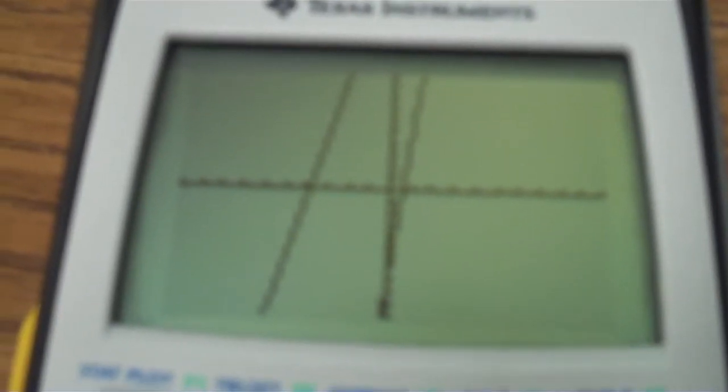So we're going to go to graph and see if we can see where they cross. There's one line and there's the other line. Obviously, I cannot see where those lines cross. So I'm going to go to zoom. I'm going to go to 3. And I'm going to hit enter. Hard to tell, but they cross right up there.